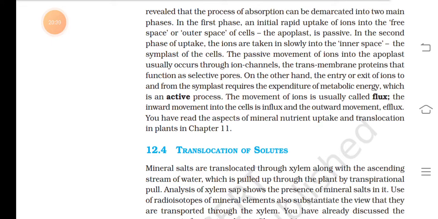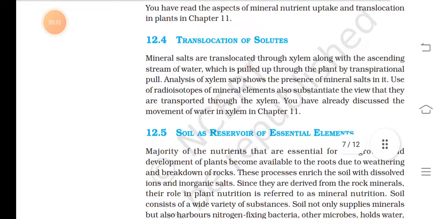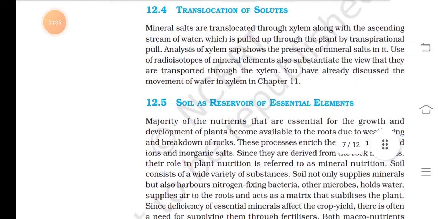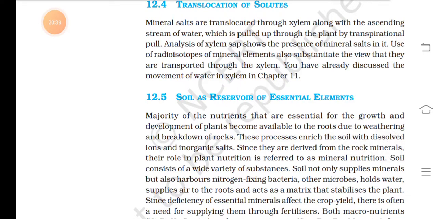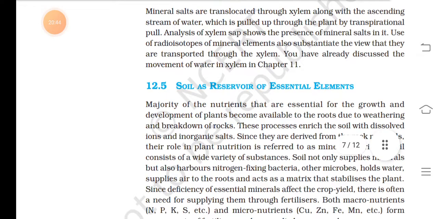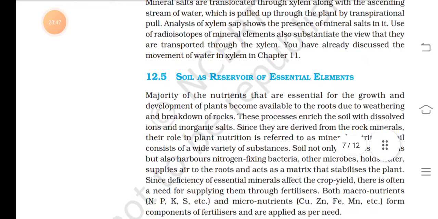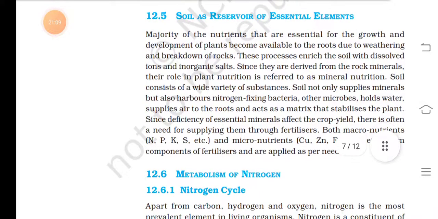You have read the aspects of mineral nutrient uptake and translocation in plants in chapter 11. 12.4 Translocation of solute. Mineral salts are translocated through xylem along with the ascending stream of water, which is pulled up through the plant by transpirational pull. Analysis of xylem sap shows the presence of mineral salts in it. Use of radioisotopes of mineral elements also substantiates the view that they are transported through xylem. You have already discussed the movement of water in xylem in chapter 11.